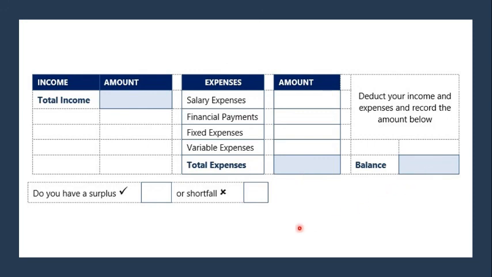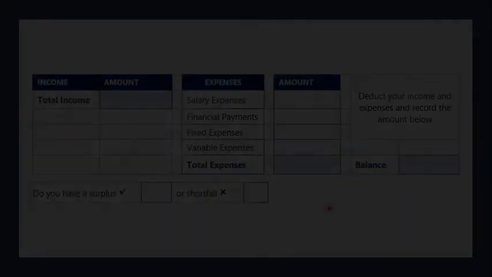Now, if you have money left, that's a surplus, and you're going to tick it for me if you have. If you do not have, of course, then this amount will be a minus. Then you're going to make a cross because that is a shortfall. And that will be the end of your budget.